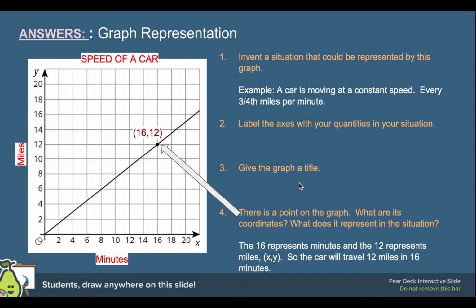The third question said to give the graph a title, and I could give this any name. I chose speed of a car. I could say miles traveled per minute. I could say race car timing, whatever that may be that deals with my situation.